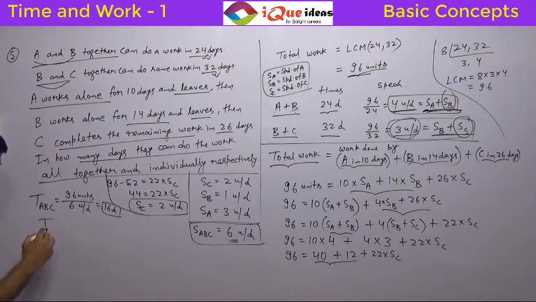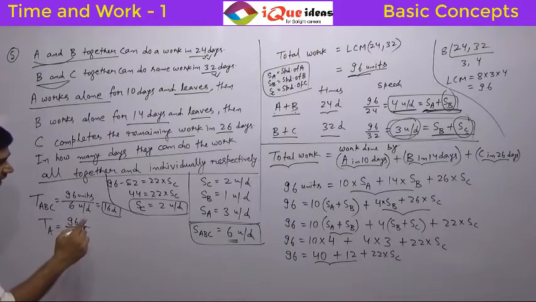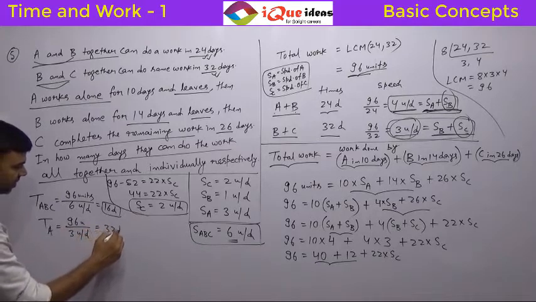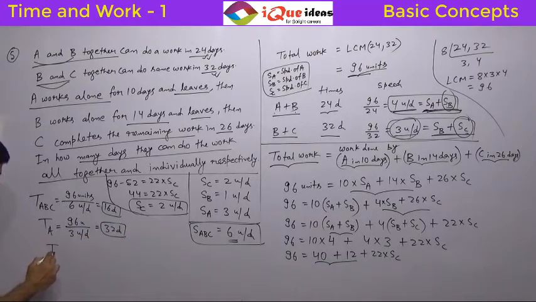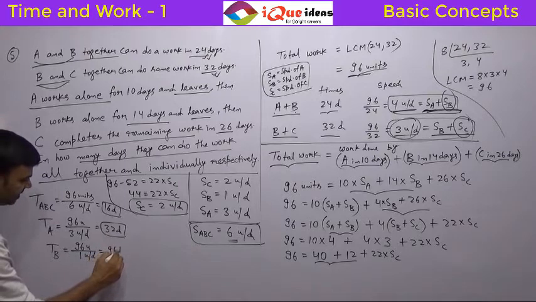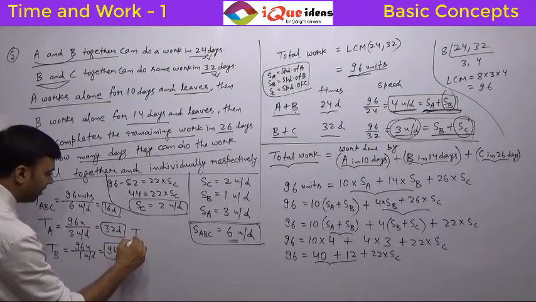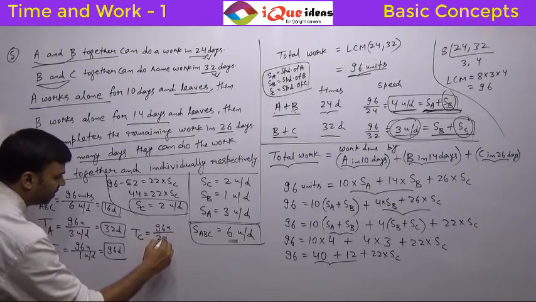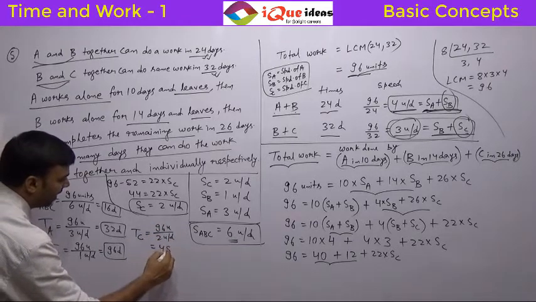What is the time taken by A alone? So total work is 96 units. Speed of A is 3 units per day. 96 by 3 is 32. So it is 32 days. What is the time taken by B alone? So it is 96 units work, divided by speed of B, 1 unit per day. So 96 by 1 is 96 days. What is the time taken by C alone? So total work is 96 units, divided by speed of C, 2 units per day. So it will be 48 days.